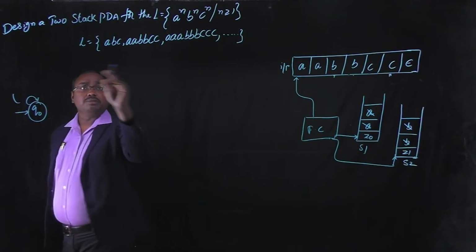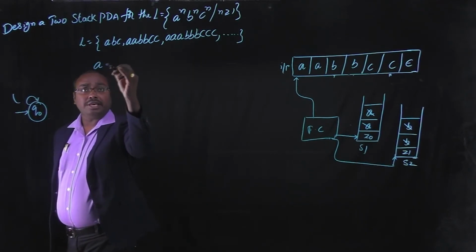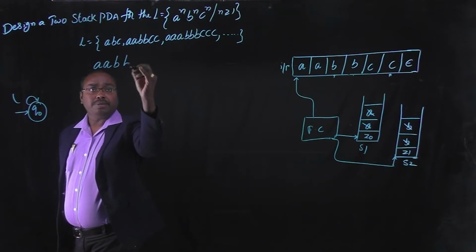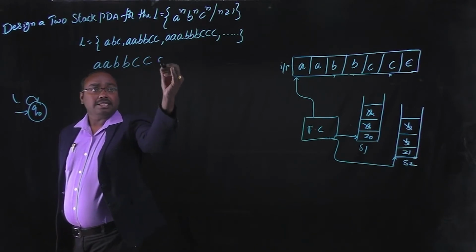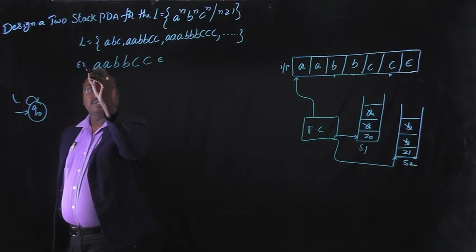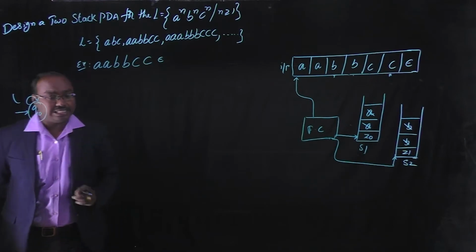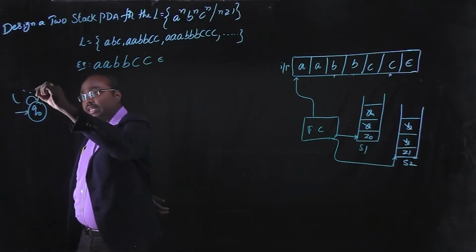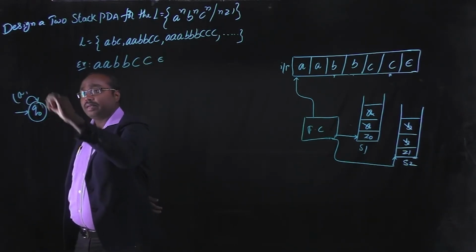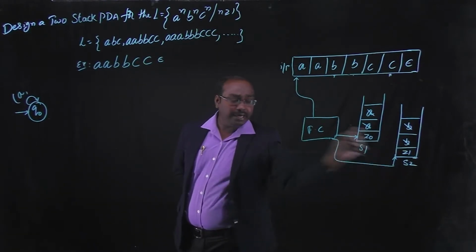If the input symbol, for example, I am taking the string as AA, BB, CC and ends with epsilon. So this is my example string. Okay, so if the input symbol is A, what is the top of the element in stack 1 and stack 2? Z0 and Z1.